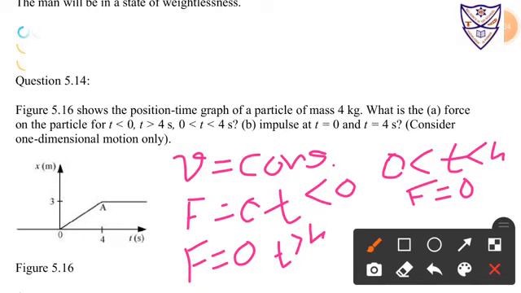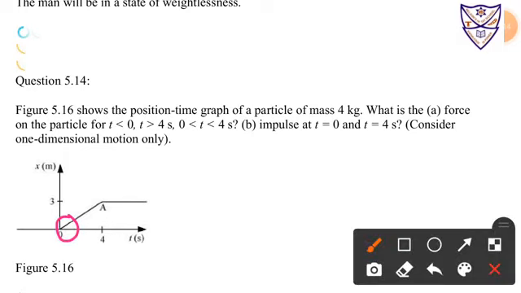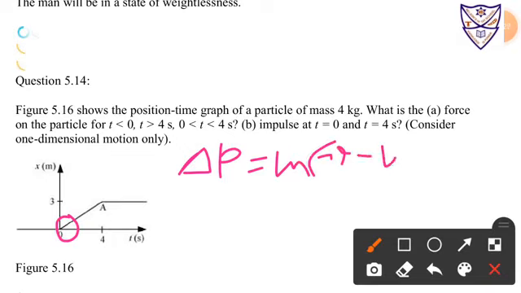Now we need to find part B, the impulse at t equal to 0. What is impulse? Impulse is the change in momentum, that is delta p, right? So delta p is equal to mass common, final velocity minus initial velocity. What is our final velocity from 0?